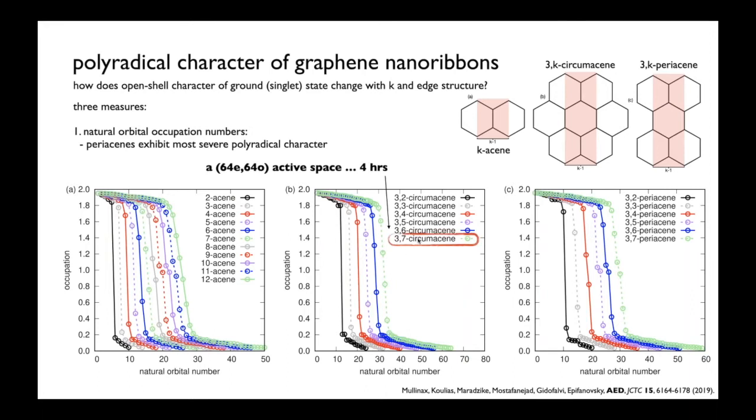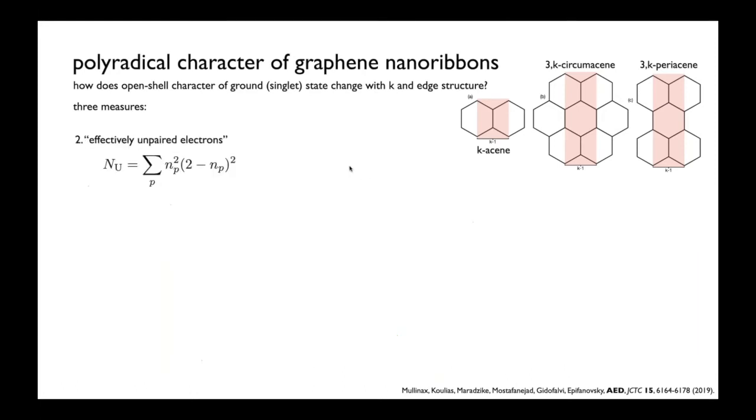One thing to point out, this 3,7 circumacene calculation involved a 64,64 active space, and with the GPU version of our code, that takes only 4 hours. So that's pretty great. With the CPU version, you could expect it to take maybe 4 times longer than that, but I don't have the actual timing.